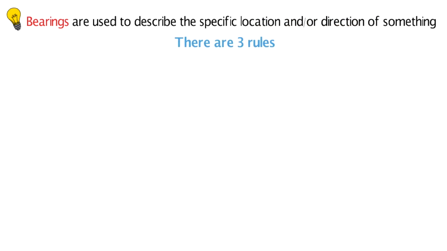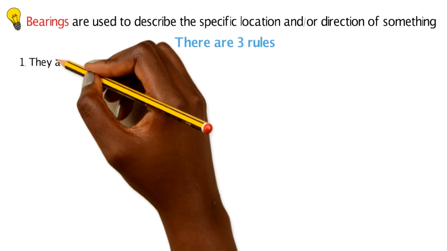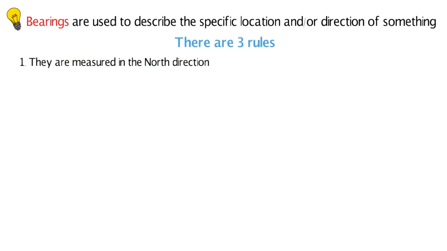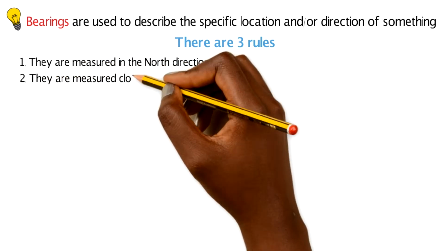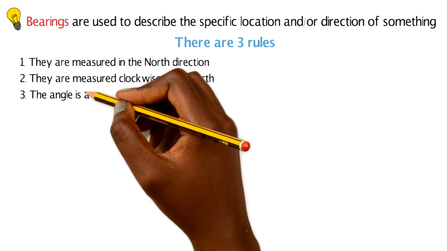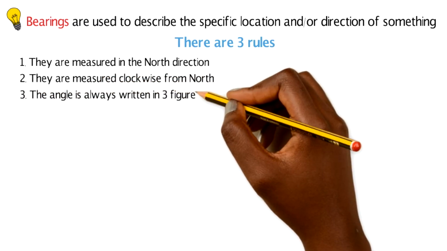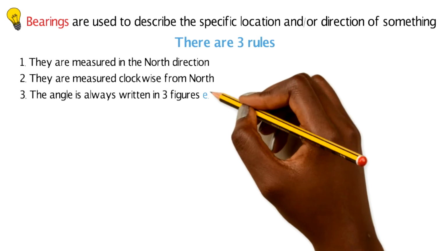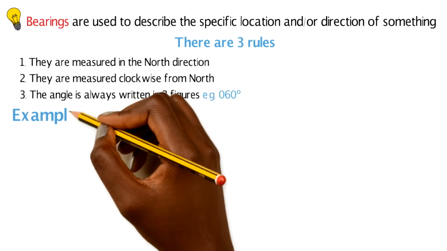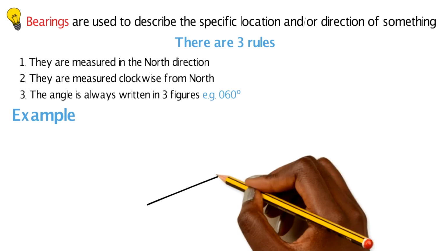There are three main rules I want you to consider when it comes to these questions. The first is that they are measured from the north direction, the North Pole, because it's Christmas time. Secondly, they are measured clockwise from the north. That's really key. And the third key point is your angle should always be written as 3 figures. So for instance, if your angle is 60 degrees, don't leave it as 2 figures. Put the 0 in front. That's really important.